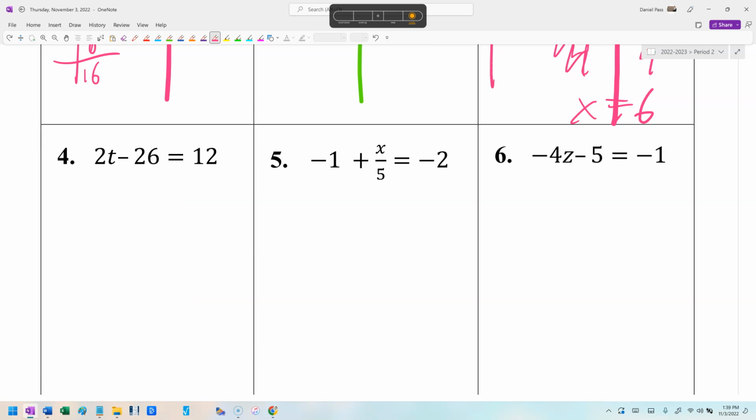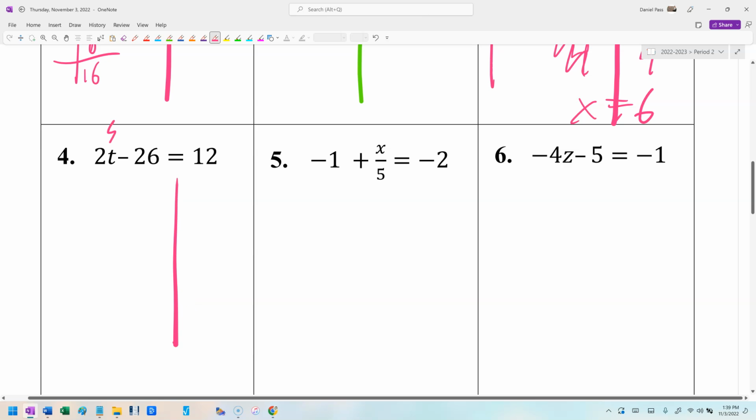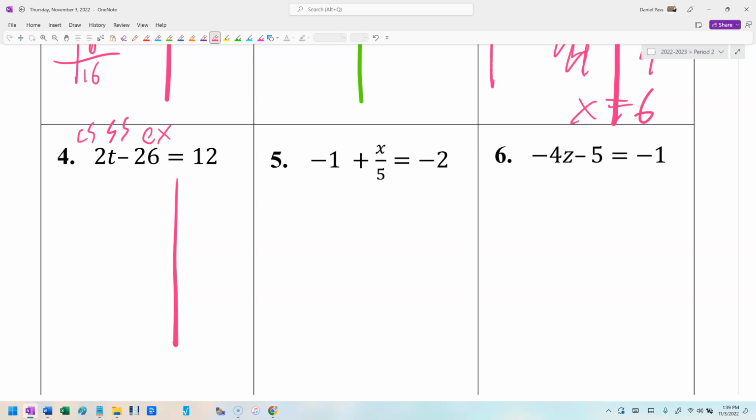T. T, do we agree? I do. Co-star, 2. Extra, negative 26. Alright, now what? You get rid of the extra, right, by adding 26 on both sides. Very good. So we get 2t is equal to 38. Now you divide by 2 on both sides.